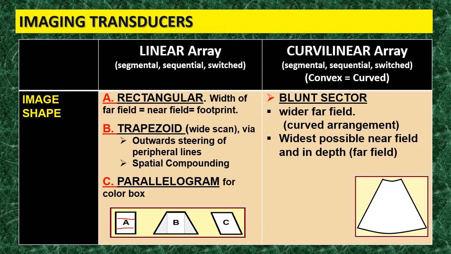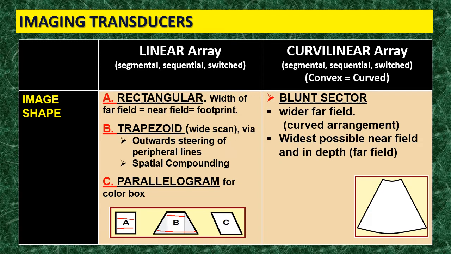But also, the linear array can bring me what you call the trapezoid image. Sometimes it's called wide scanning. Wide scanning or the trapezoid image is what? It's a different pattern of steering of the sound beam that will end up bringing me this trapezoid shape. Here the near field has the same width as the active elements of the transducer, but the far field, excuse me, the far field is wider. So I'm getting a wider far field. Why? Because there are one of two techniques. We need to know this.